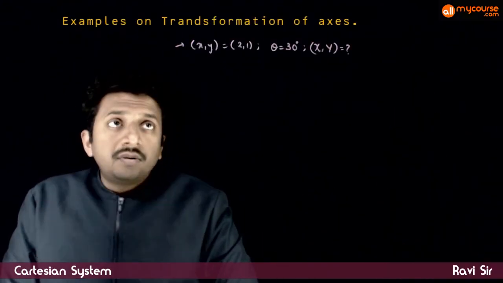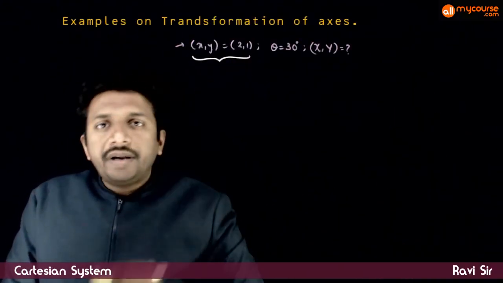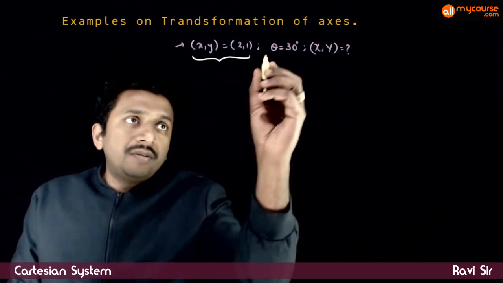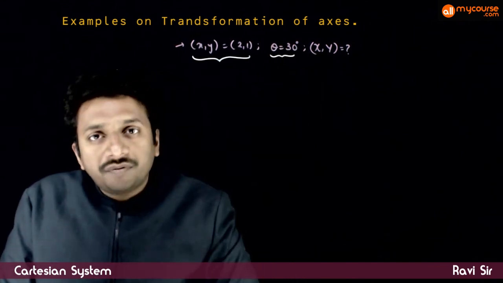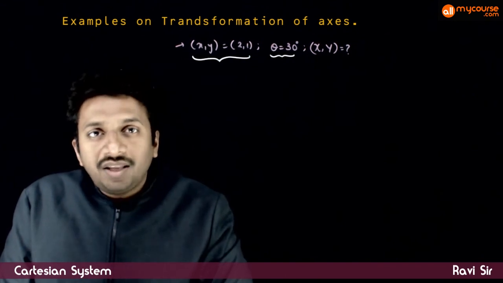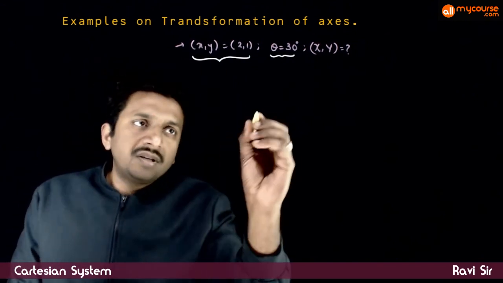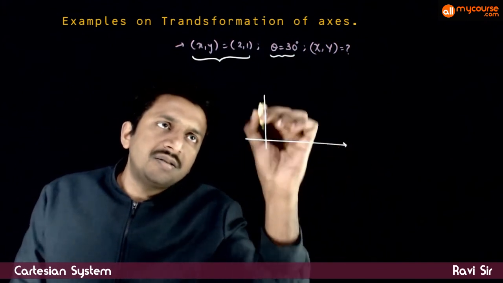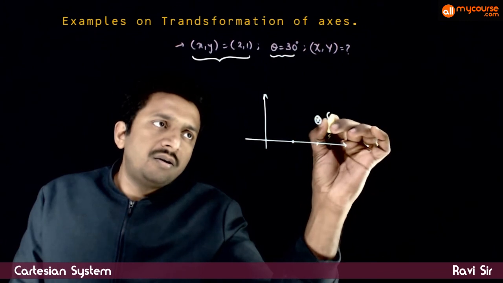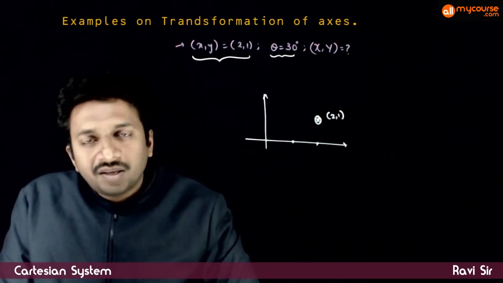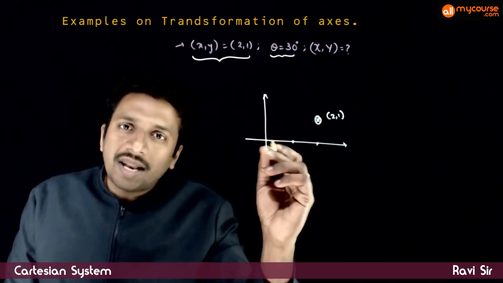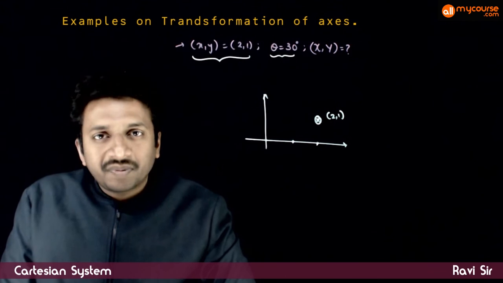In this question, you're given that the original coordinates of a point are (2, 1). Now the axis is rotated through an angle of 30 degrees. So with respect to the new axis, what are the coordinates of the same point? That is, if you take the original coordinate system, you have the point (2, 1). Now we have rotated the axis through an angle of 30 degrees.